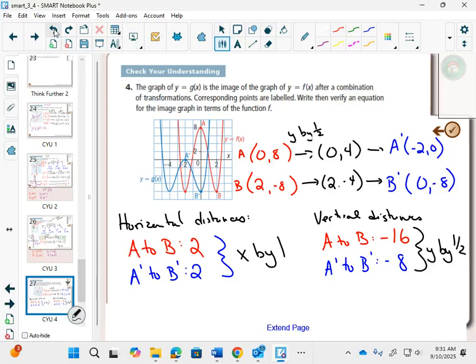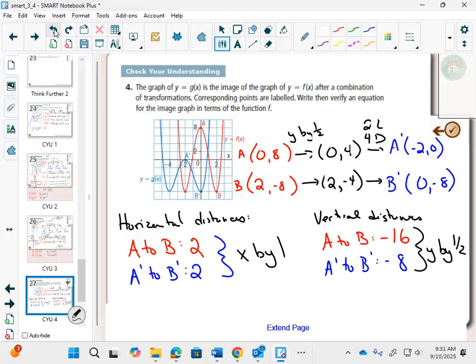And once you find these middle points, the translations are easy. How do you get from 0 to -2? You would have to go 2 to the left. Does that work from 2 to 0? Yes. How would you go from 4 to 0? You would have to go 4 down. Does that work from -4 to -8? Yes.